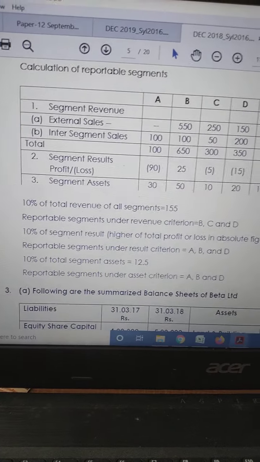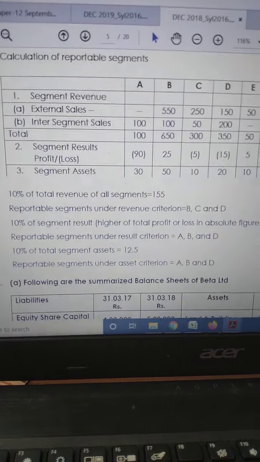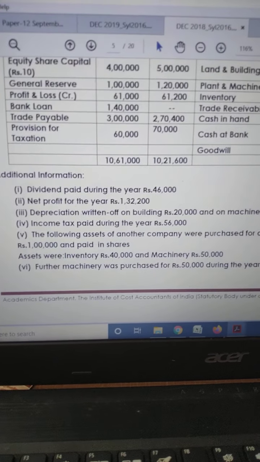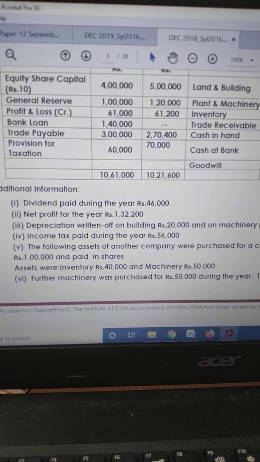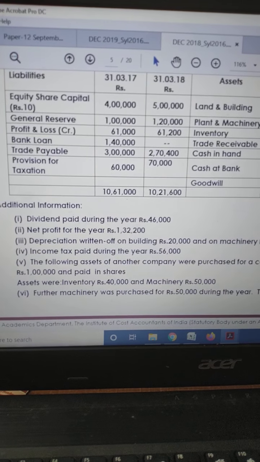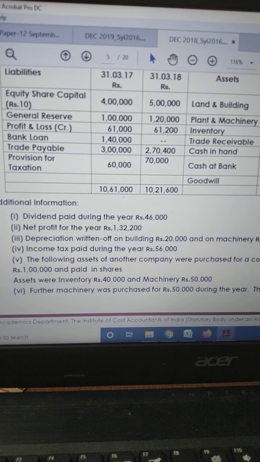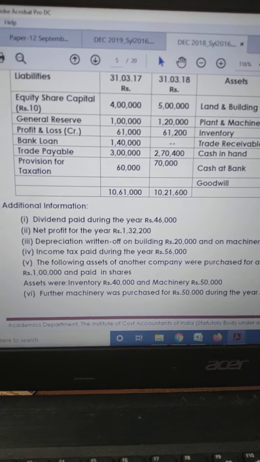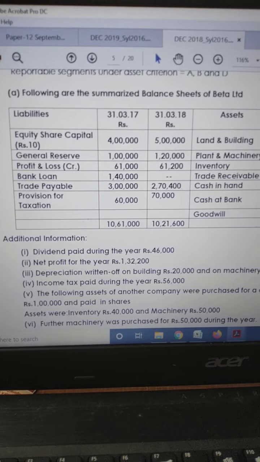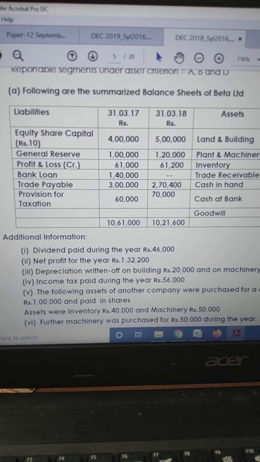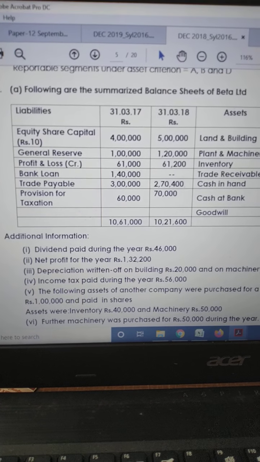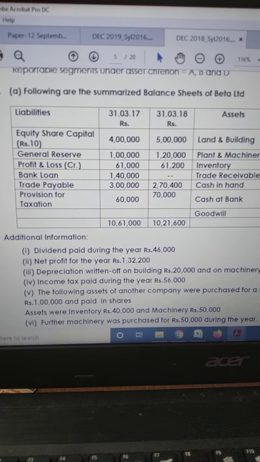Whenever you are reading the question, you should be able to think what item it is, whether it is a cash item or non-cash item, whether it is an operating item, financing item, or investment item. Okay, just go through the question. We will work out the problem also. Just go through the question.